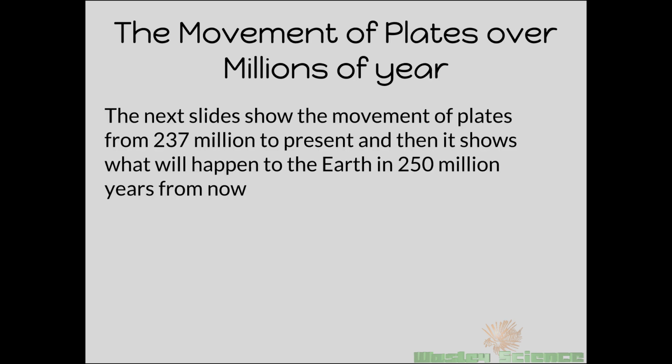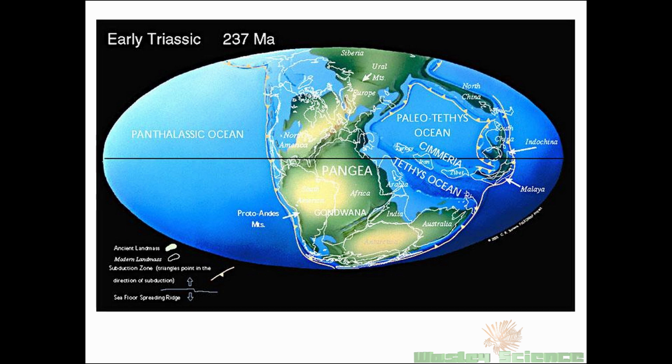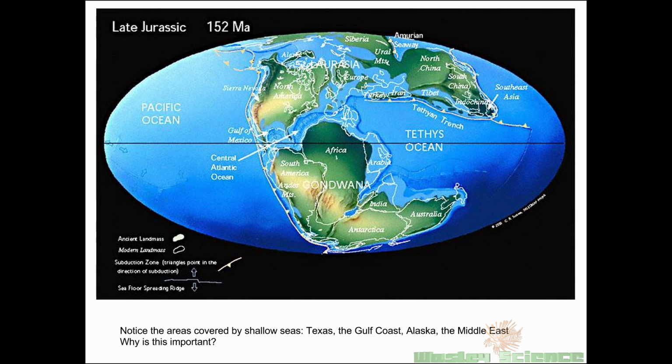The next slides that you're about to see show what the Earth looked like 237 million years ago to present. And then we're actually going to look at what we are predicting the Earth is going to look like 250 million years from now. We can see that 237 million years ago, that's when we really had Pangea going on. And we had this huge ocean over here. Then we can see things beginning to break apart.